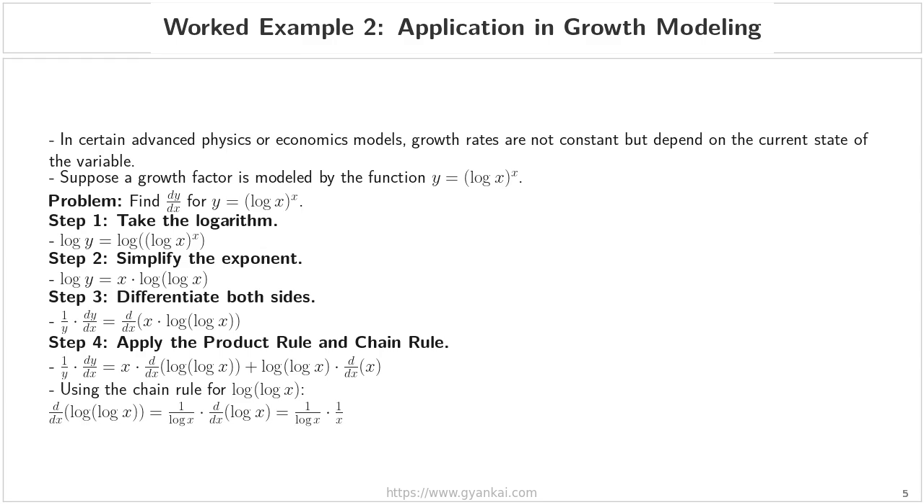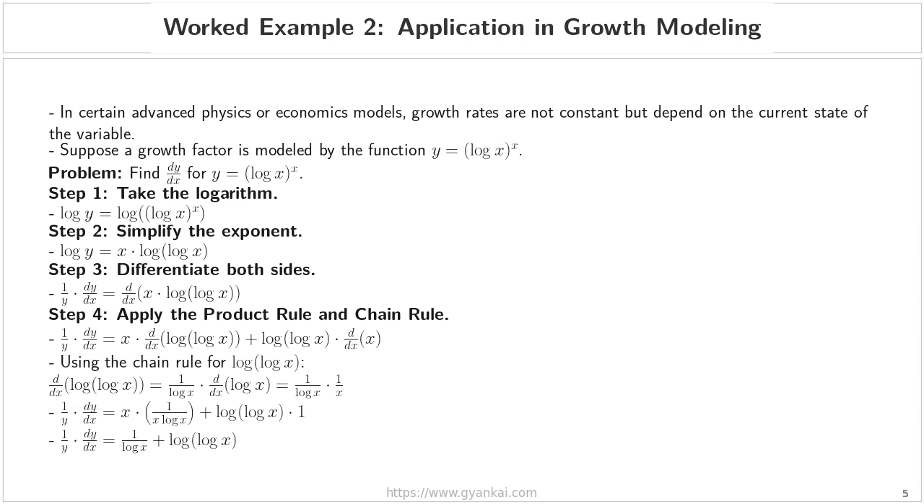To handle the derivative of log of log x, we must use the chain rule. This results in 1 over log x times the derivative of log x, which is 1 over x. Therefore, the derivative of log of log x is 1 over x times log x. Substituting this back into our product rule expression, we have x times the quantity 1 over x log x, plus log of log x times 1.